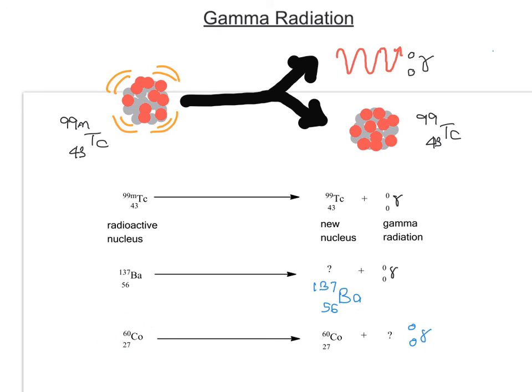Cobalt-60 emits some radiation and results in cobalt-60 with the same atomic number. What is the type of radiation emitted? The type of radiation that results in the same atomic number and mass number, so no change in the nucleus except with less energy, is gamma emission.